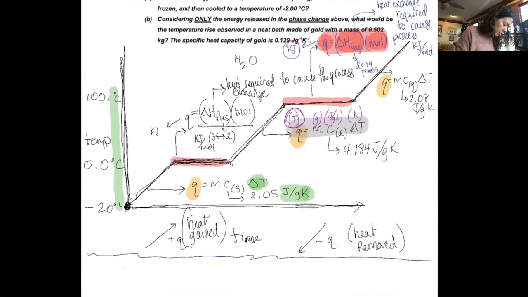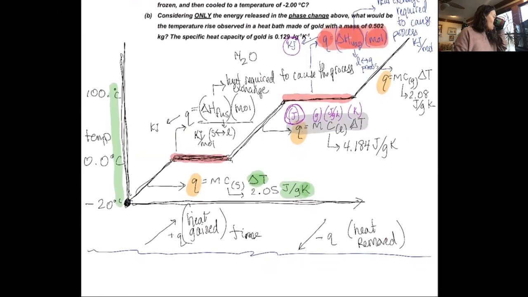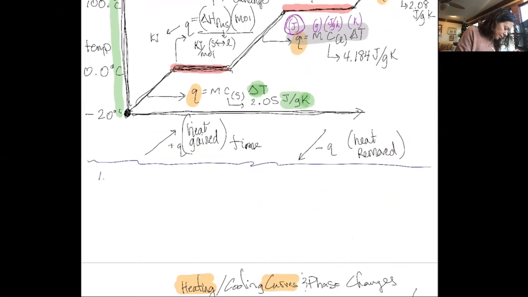All right, let me read that question again. I've got 1 mole, 20 degrees.